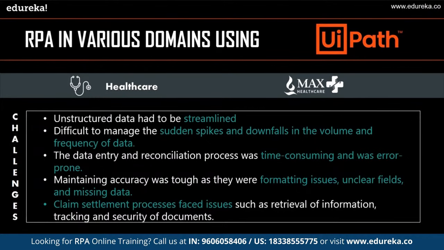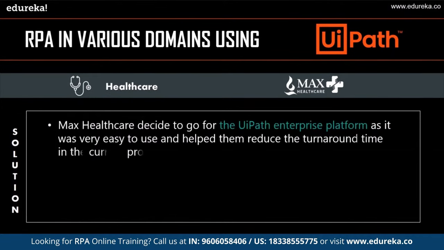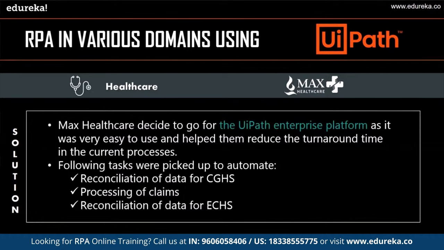So, to avoid these challenges, Max Healthcare decided to go for UiPath's enterprise platform as it was very easy to use and helped them reduce the turnaround time in the current processes. Since the company wanted to start with only a few tasks, they picked tasks such as the reconciliation of data for CGHS, the processing of claims, and the reconciliation of data for ECHS. So, a UiPath robot was developed to extract the customer-related information from PDF files and Outlook messages. After the data is collected, it is populated in a CSV format to integrate with the client's database.